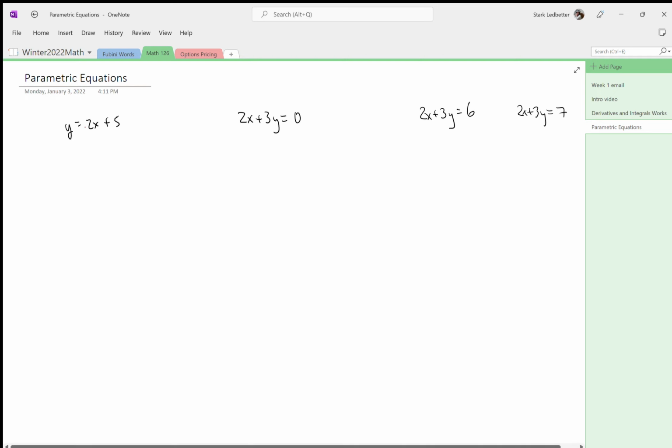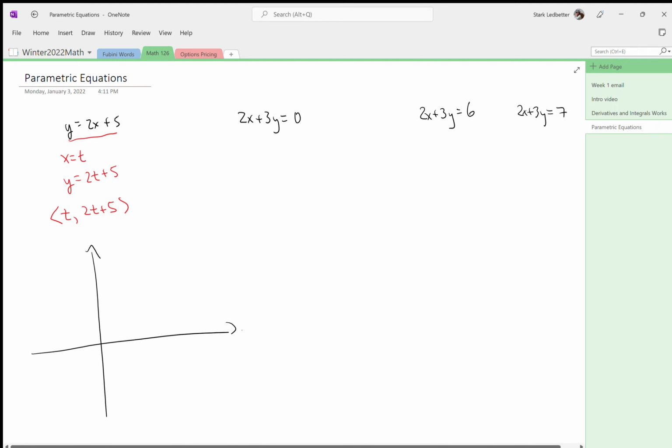So one easy way to do it, and it's kind of a cop-out way, is to just let x equal t and then figure out what y is. So in this one, that's a really easy way to do it, because then y equals 2t plus 5. You might also see this as a vector, and this really illustrates what the point of a parametric equation is. So a line, you can draw the line.